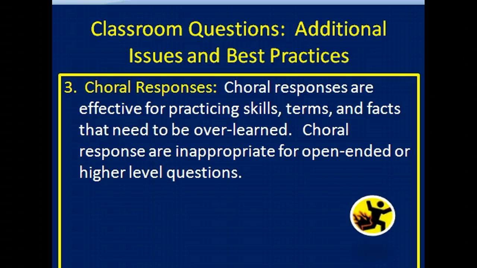Slide 30, choral responses or call-outs. Choral responses can be effective for practicing skills, terms, and facts that need to be overlearned. Choral responses are inappropriate for open-ended or higher level questions. So you want to be careful on how you use call-outs or choral responses.